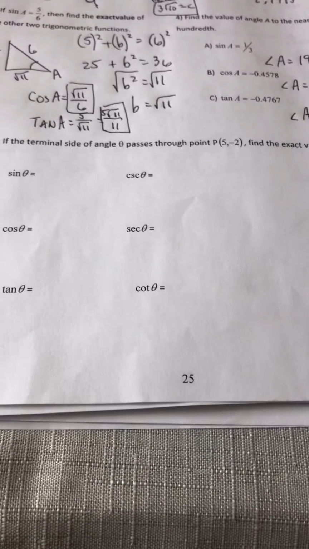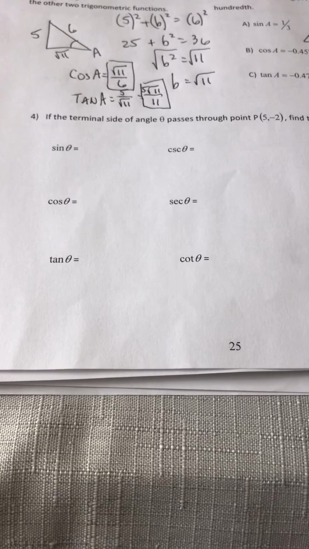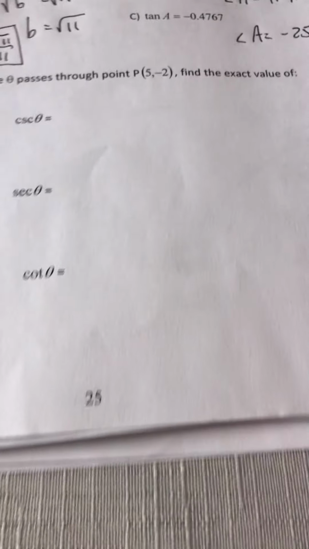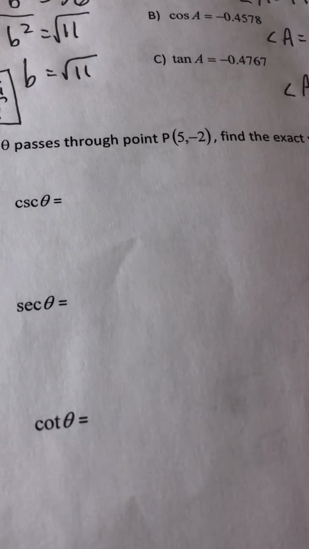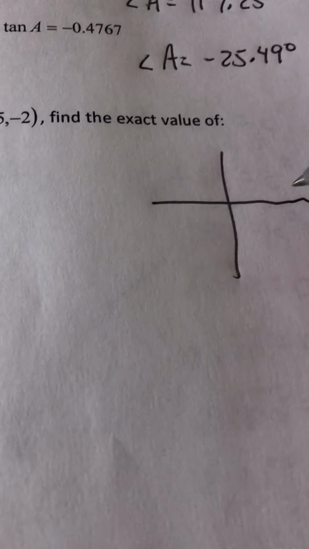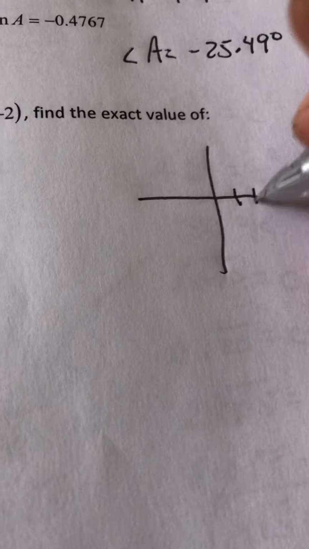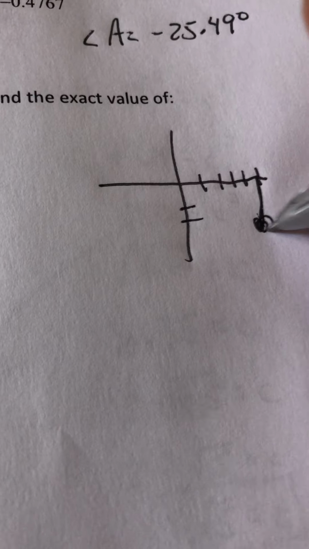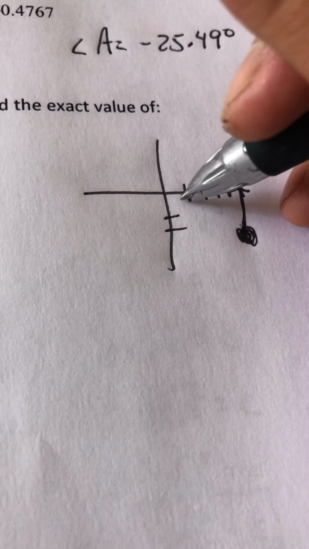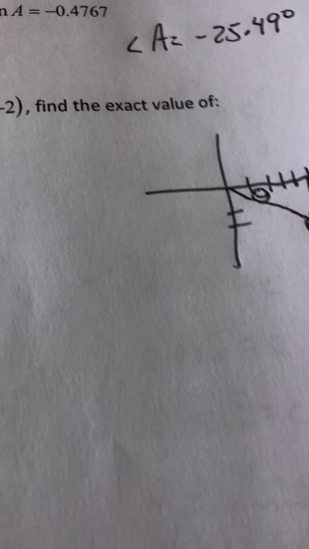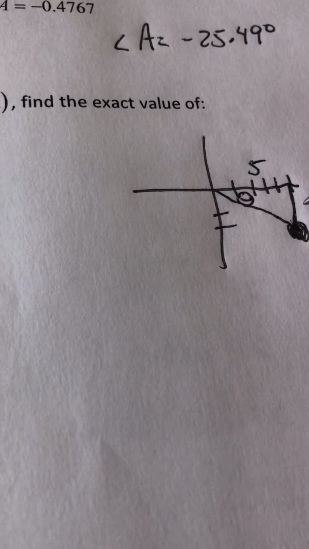Now we're looking for all 6 trig functions. This is if the terminal side of angle theta passes through this point, find the exact value. So we're going to draw a picture. So here we have 5, negative 2. So it's going to be to the right 5, and then down 2. So we're going to form this right triangle, like so. There's theta. Then we have 5, and then negative 2.